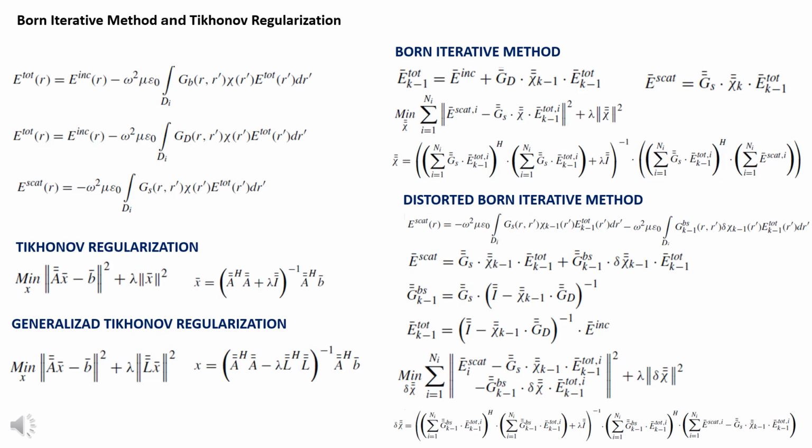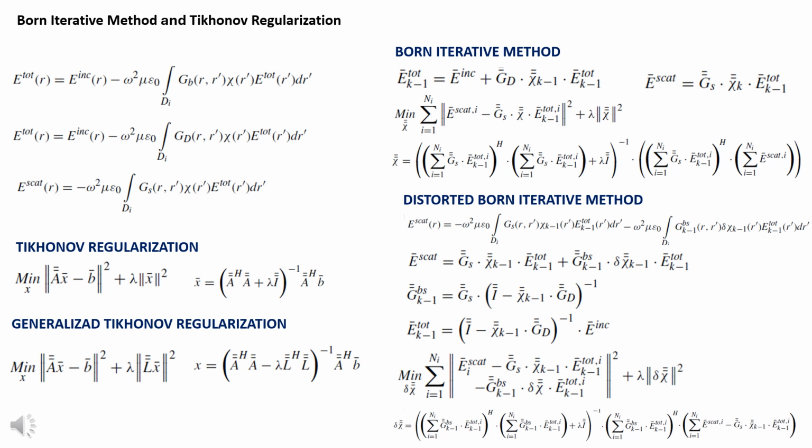In this slide, we are looking at the mathematical formulation of the electromagnetic scattering problem and the application of Tikhonov regularization methods for solving inverse electromagnetic scattering problems. We start with the total electric field equation. This equation represents the sum of the incident field and the scattered contributions due to the interaction with the scatterer. The Green's function, G_B(r, r'), describes how the wave propagates through the background medium, while the contrast function chi(r') characterizes the properties of the scatterer.